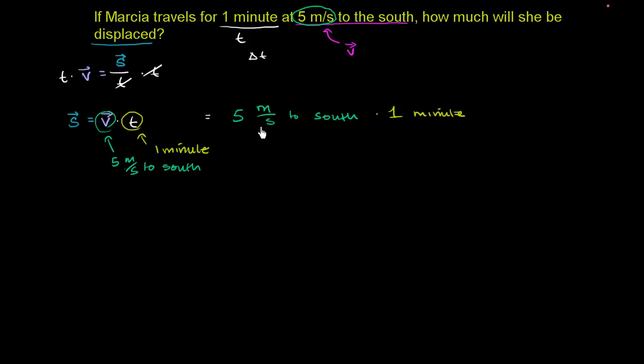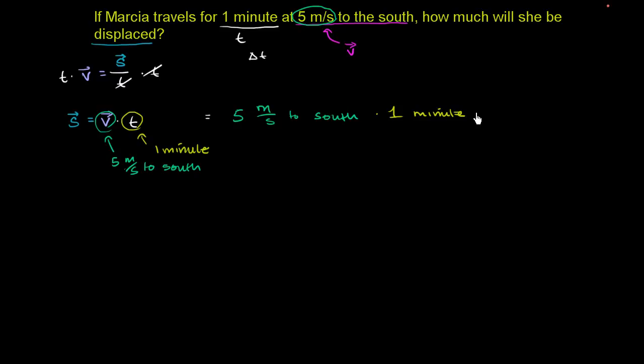So in order for it to all work out, you have to convert the 5 meters per second to some amount of meters per minute, not 5 meters per minute. It's going to be different. Or you convert the 1 minute to seconds. So at least in my mind, it's easier to convert 1 minute to seconds. So let's do that.